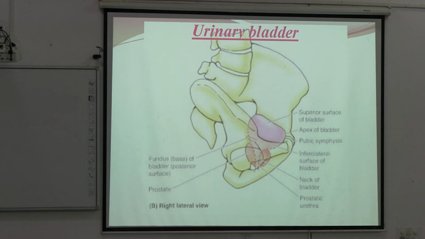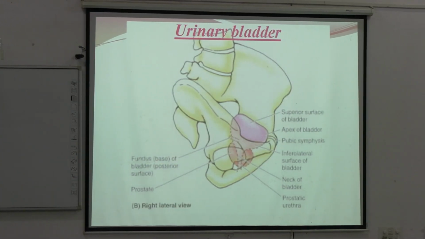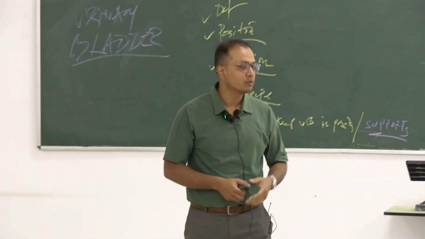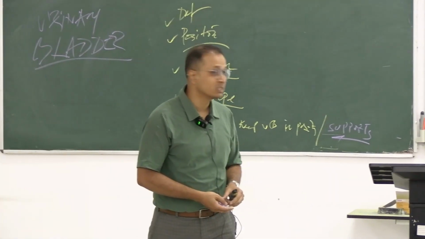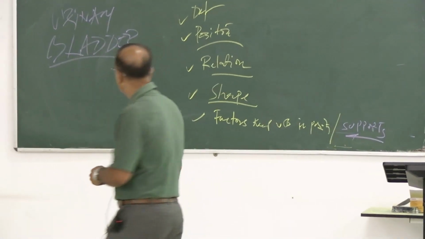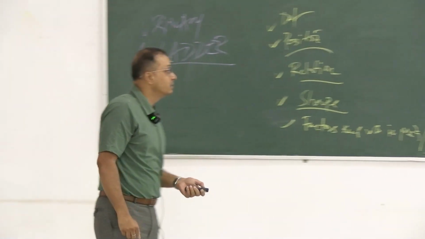So, talking about the definition. It is a temporary reserve house for the urine. It holds the urine for a period of time, until we find an appropriate time to release it. So, it is a temporary reservoir of urine. Next, as far as location is concerned, we are going to talk about position.